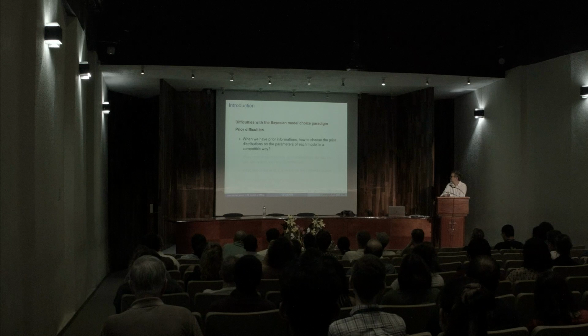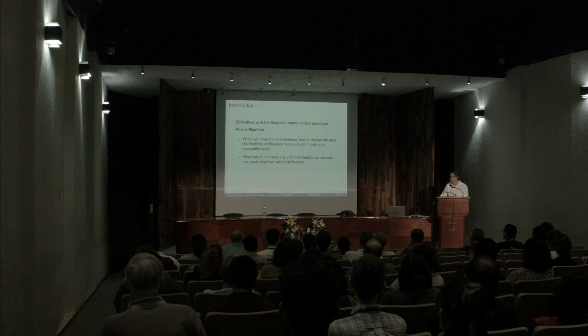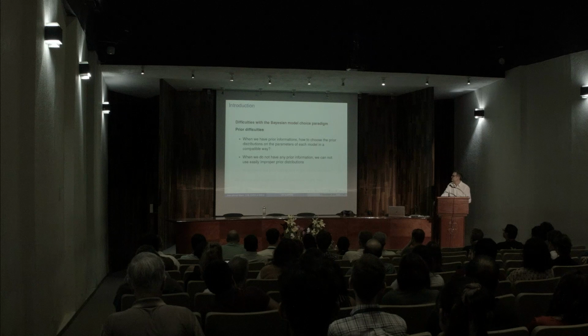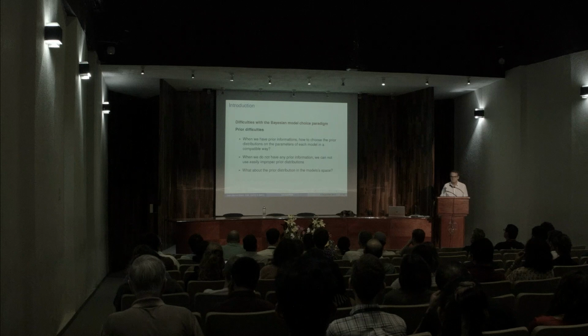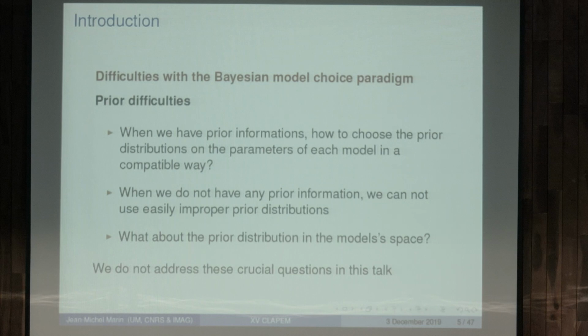Also, if you do not have any prior information, you cannot directly use some sort of improper distribution, because if you do that, the posterior probability depends on an unknown constant, so it's another difficulty. And also, it's not really easy to define the prior in the model space. I don't address this crucial question in this talk, but I would like to recall that the price to pay is to define this prior distribution.